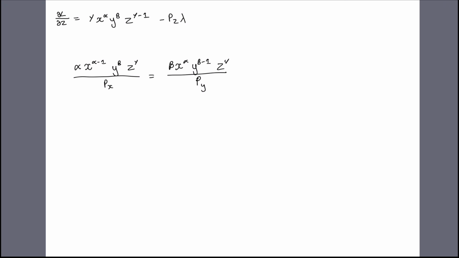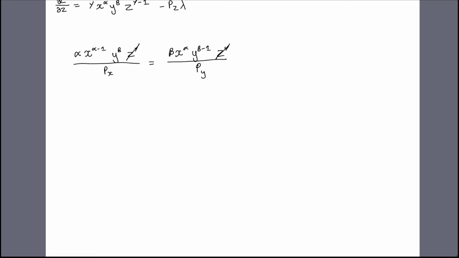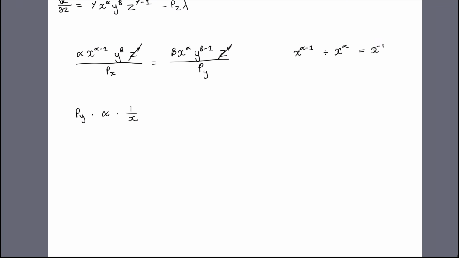If we now cross multiply and divide by z to the power of gamma, we get py multiplied by alpha multiplied by 1 over x. That is me just doing x to the power of alpha minus 1 divided by this, which just gives me x to the power of minus 1. And that is equal to px multiplied by beta multiplied by 1 over y.